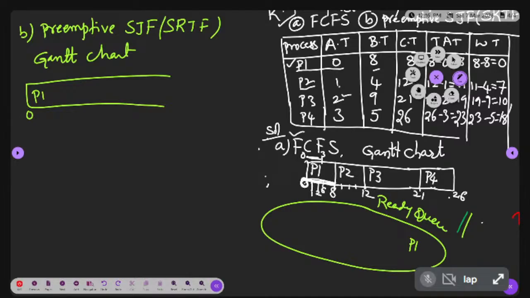But here in preemptive SJF, for each and every second we need to monitor. It is not enough to check at 9:30 and look again much later. Again see 9:31, 9:32. For every minute you need to cross check whether any new process has arrived.